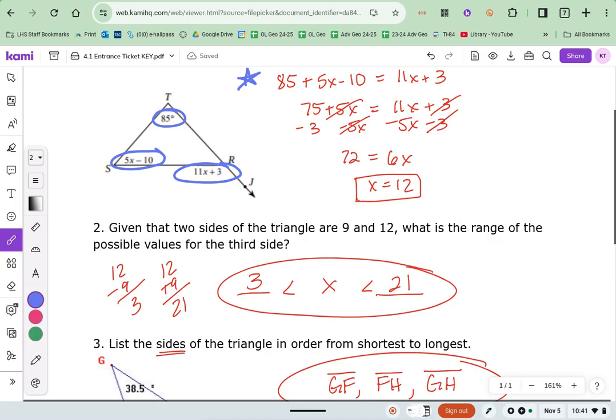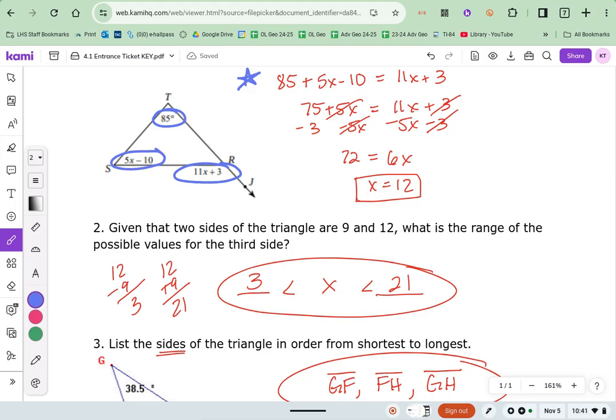All right, so for the next problem, given that two sides of the triangle are 9 and 12, what is the range of possible values for the third side? So your inequality should read 3 is less than x is less than 21. Remember, a good way to think about that is to consider what if 9 and 12 are the smaller sides? So if 9 and 12 are the smaller sides, that means 9 plus 12 has to be greater than the third side, in which case 21 has to be greater than x. That's where the 21 is greater than x comes from.